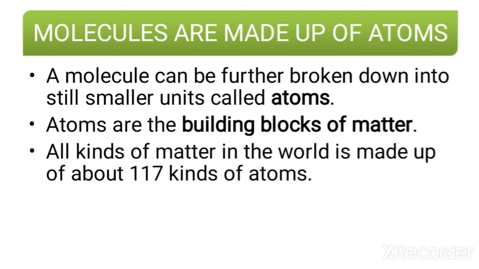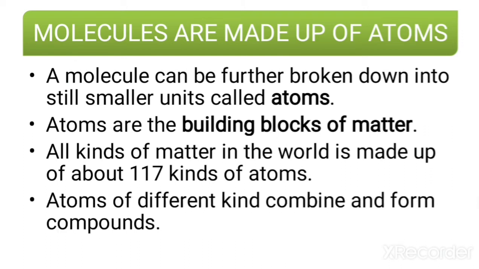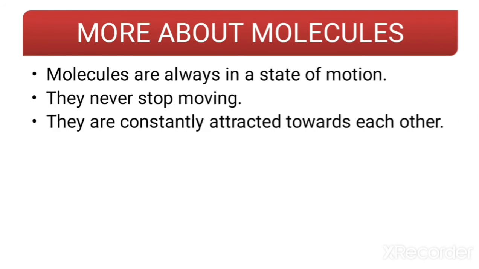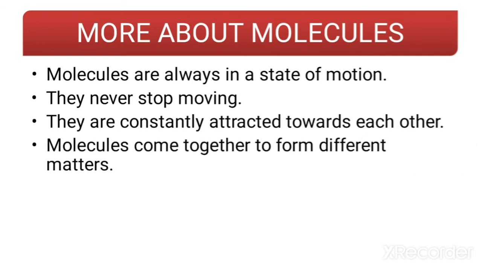All kinds of matter in the world are made up of about 117 different kinds of atoms, and these different kinds of atoms come together to form a compound. That's how a compound material is made. We learn some more things about molecules. Molecules are always in a state of motion, they never stop moving, they are constantly attracted towards each other. Molecules come together to form different matters.